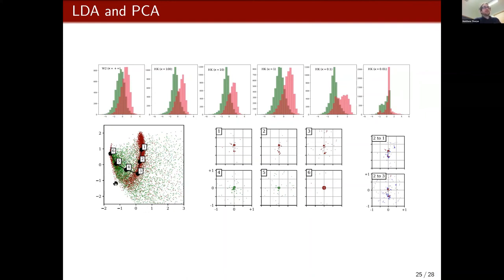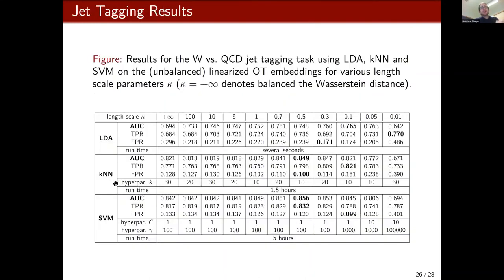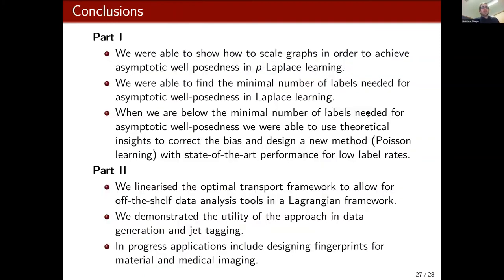Okay, so now once we're in this linear space, we can apply off-the-shelf tools like linear discriminant analysis, k-nearest neighbors, and support vector machines. And of course, we get fairly reasonable results. These are length scales which I haven't really introduced, but essentially we can control how far this transport happens. Okay, so I'll summarize very quickly.